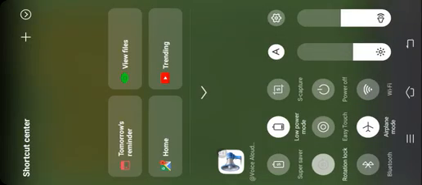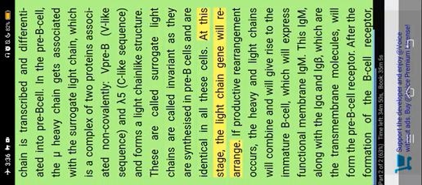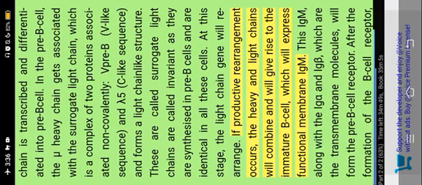These are called surrogate light chains, and are called invariant as they are synthesized in pre-B cells and are identical in all B cells. At this stage, the light chain gene will rearrange. If productive rearrangement occurs, the heavy and light chains will combine and will give rise to the immature B cell, which will express functional membrane IgM.